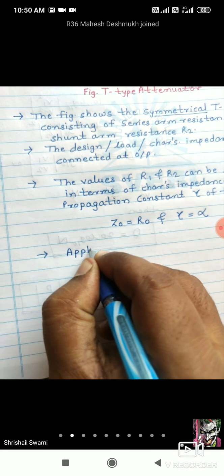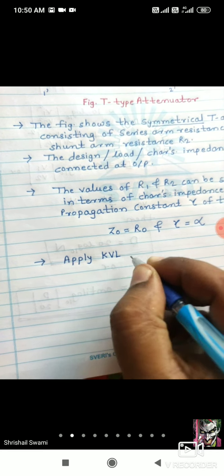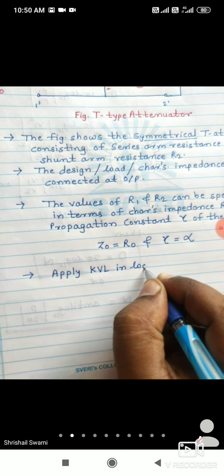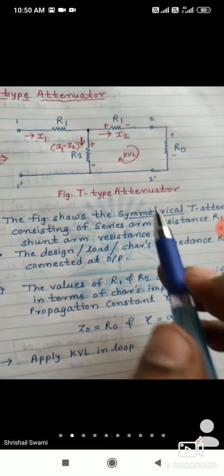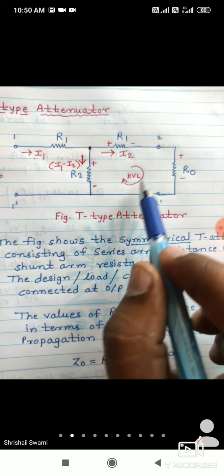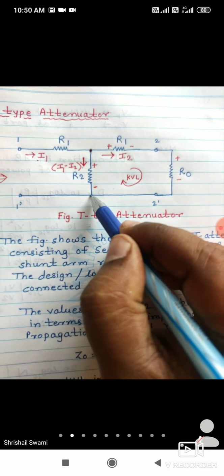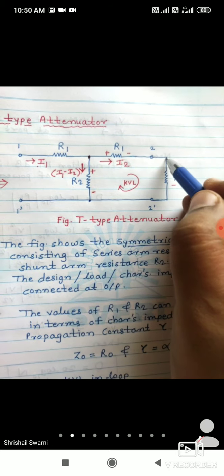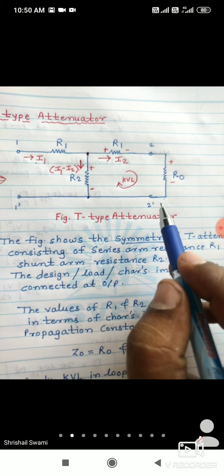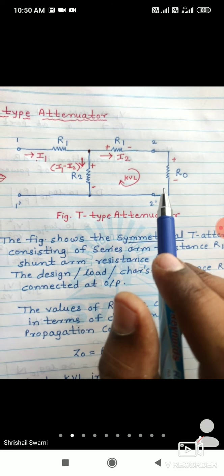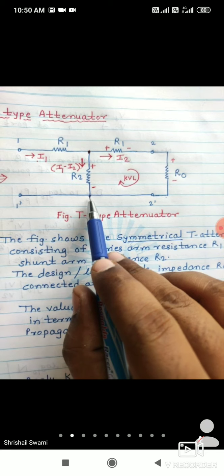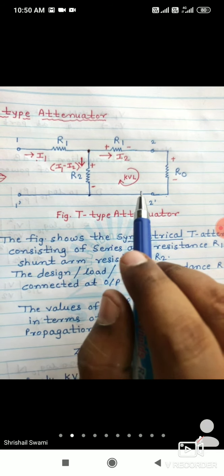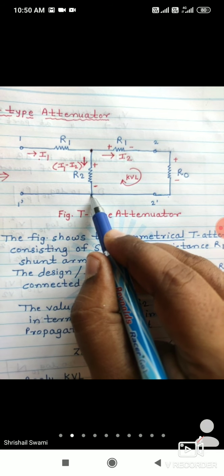So we will start now. Apply KVL. Apply KVL in the loop. So already where we have to apply, I have marked here in this loop. You can start from this point, this point, this point, this point. From any point you can start, but that should be the end point also. जो start point असेल तो end point पण असायला पाहिजे. Okay. Now I am starting from this point.